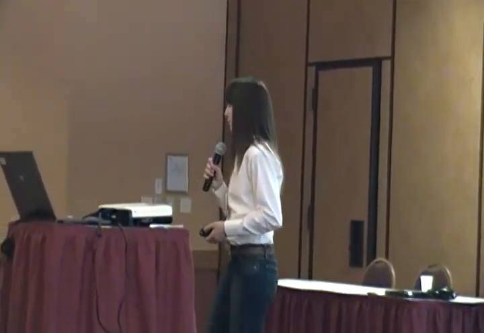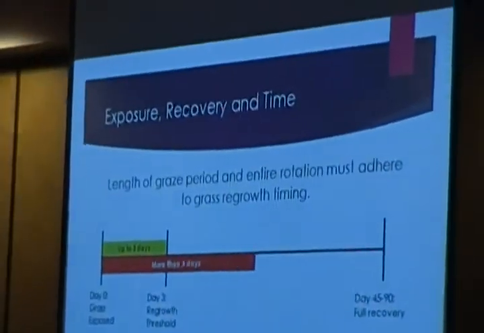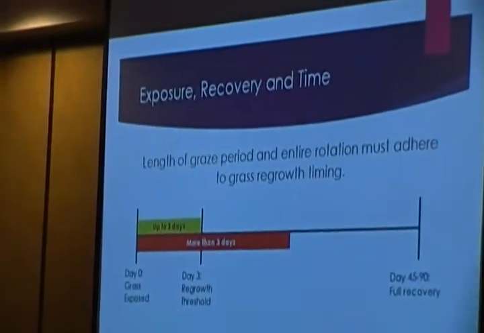Okay, back to what I was saying about allowing second bites and getting lazy about moving cows. The reason you're going to lose carrying capacity if you get lazy about moving cows and you start doing a longer rotation is the recovery period and the regrowth period. So the length of your graze period and the entire rotation must adhere to the physiological regrowth stipulations of that grass. So you turn your herd in on day 0 on this chart.